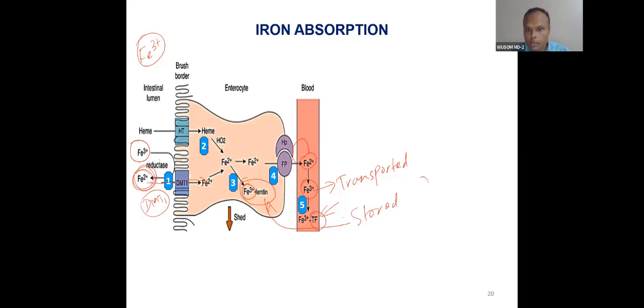Transferrin is a dimer protein, you can say an 8-shaped protein. One ferric iron will bind with one part of the protein, and another ferric iron will bind with the other part. So one transferrin molecule will bind 2 iron molecules.